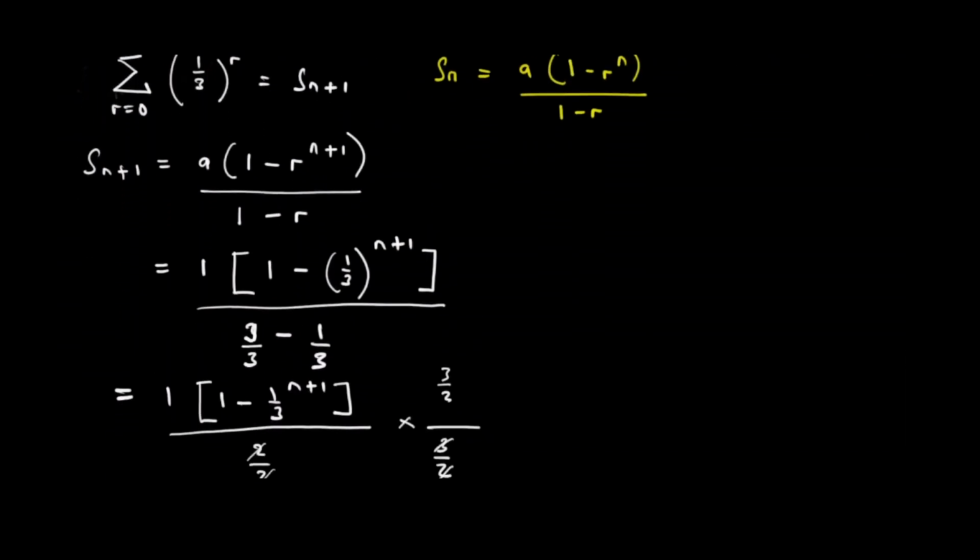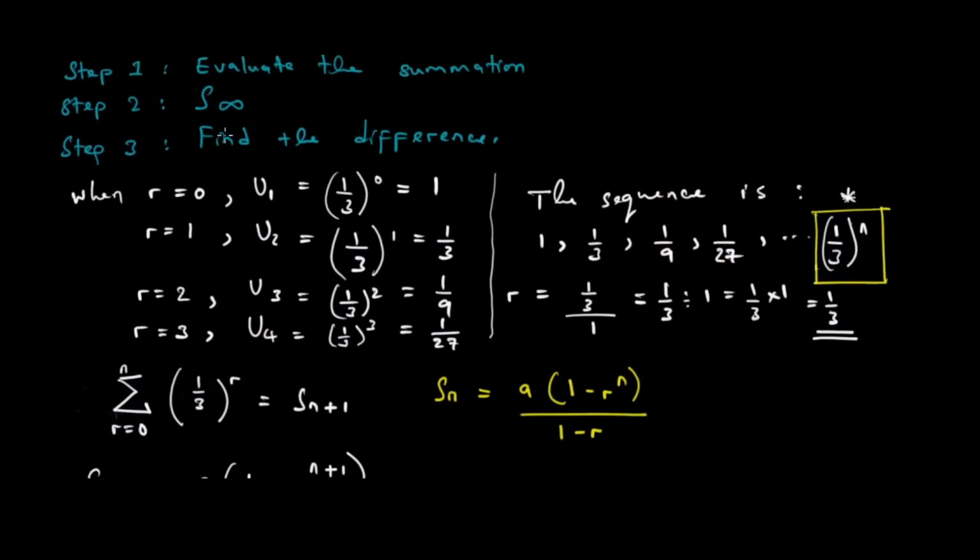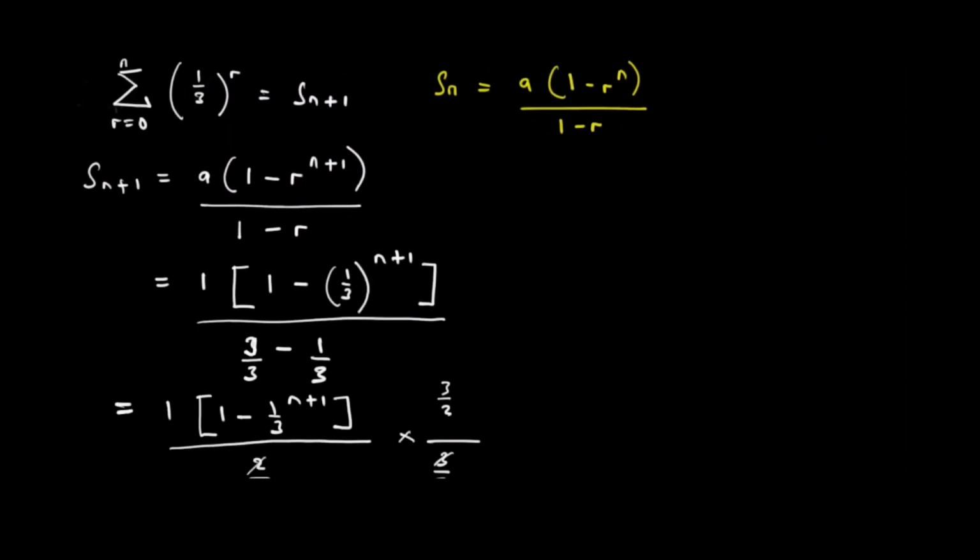So step 1 is now complete. Step 1 is done. Okay, what about step number 2? In step 2 we want to evaluate the sum to infinity. So let us try the sum to infinity on the side here as our step 2.